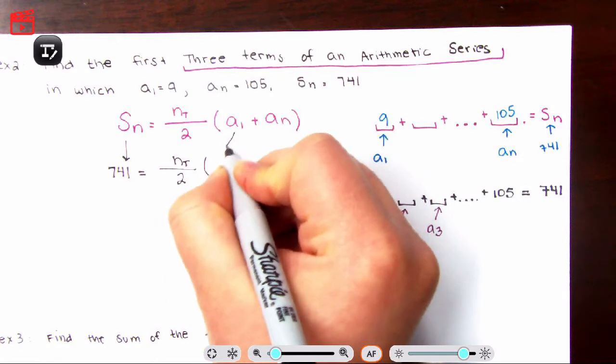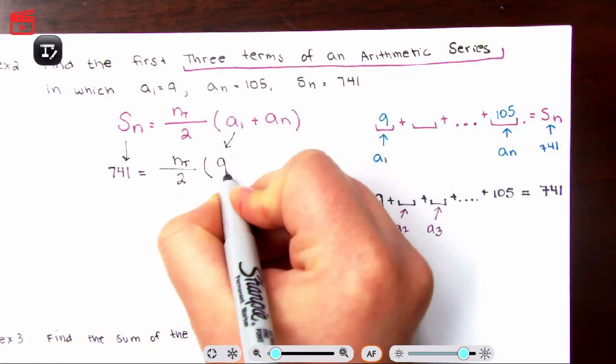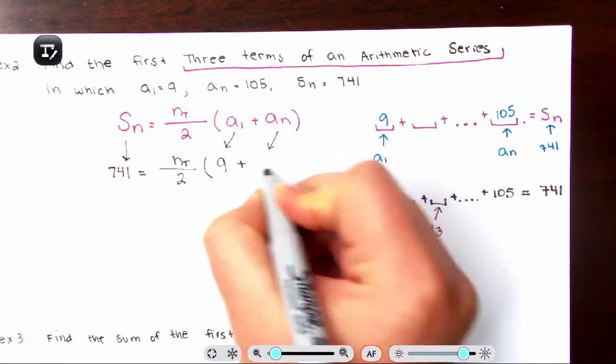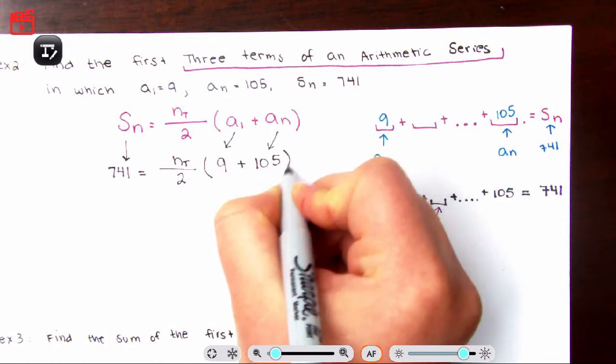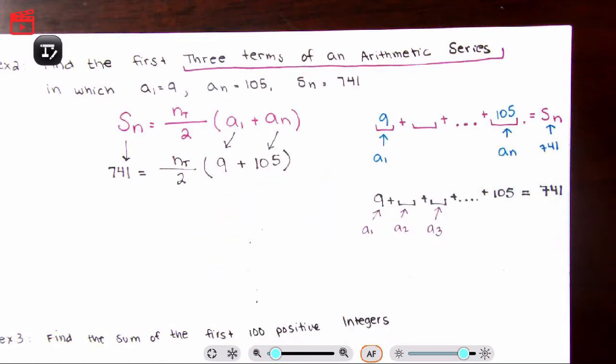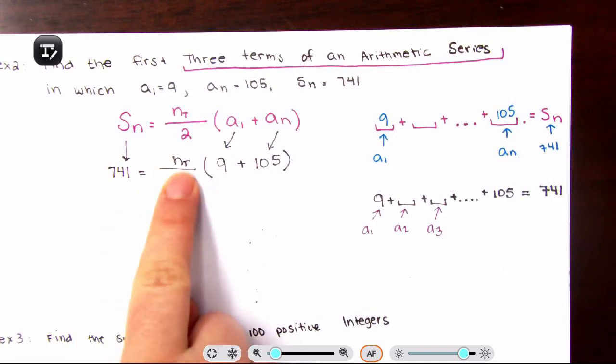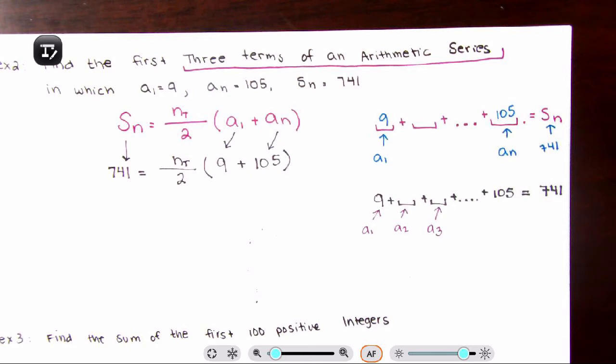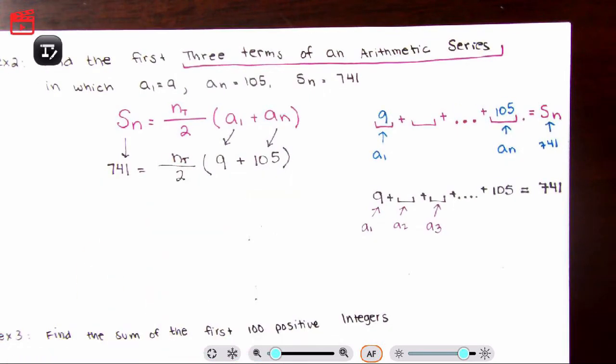They did tell us what a sub 1 is. A sub 1 is 9. And they did tell us what a sub n is. A sub n is 105. So I'm doing a happy dance. Believe it or not, I am very happy with this because I only have one unknown. I just don't know what the total number of terms is. That's the only thing that I don't know in this equation. So we're just solving. All right, let's do this.